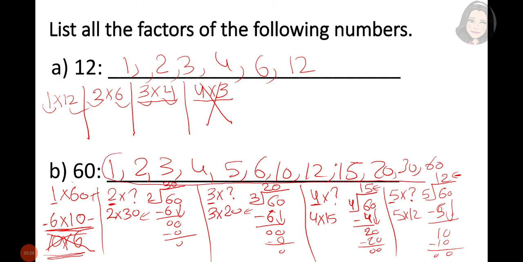All of these numbers listed here are the factors of the number 60, and I found them out using divisibility rules and using long division.